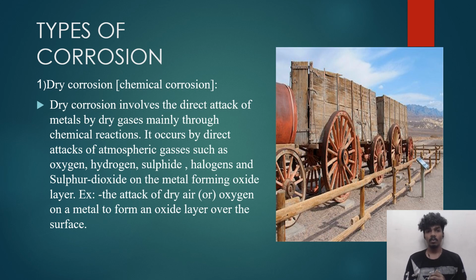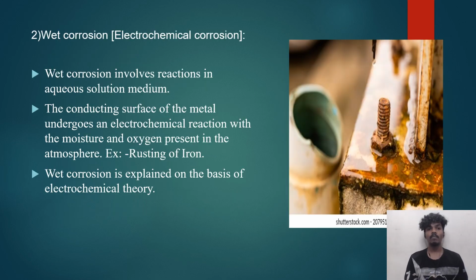First one, the dry corrosion, which is also called chemical corrosion. Dry corrosion involves a direct attack of metal by dry gases, mainly through chemical reactions. It occurs by direct attacks of atmospheric gases such as oxygen, hydrogen sulfide, halogens, and sulfur dioxide on the metal, forming an oxide layer. Example, the attack of dry air or oxygen on a metal to form an oxide layer over the surface.